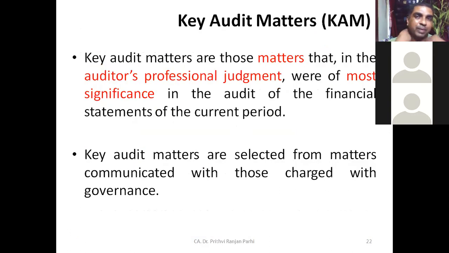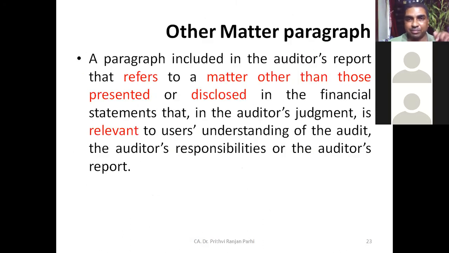And there can be one paragraph that is called the CAM paragraph, or key audit matters. Here also, the auditor feels there are certain matters which, as per his professional judgment, he feels are significant. He wants to highlight those that affected his audit. Certain issues are there which have affected his audit and are of significance. He can write that under the key audit matters paragraph.